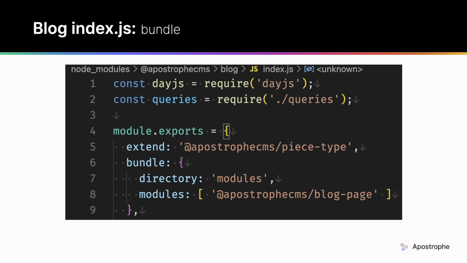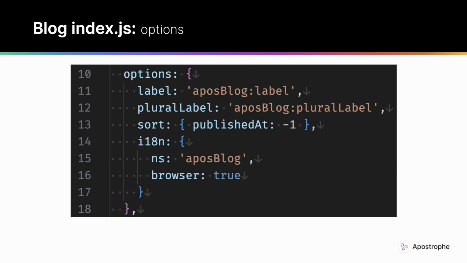Let's walk through the npm modules Apostrophe CMS blog index.js file. At the top, the file uses require to bring in two dependencies into the module, the day.js library and the queries.js helper file. Within the options, a label and I18N namespace are added. Additionally, the sort option is set to sort on the published at field in descending order from newest to oldest date. This impacts the order in the piece manager and on the index page.